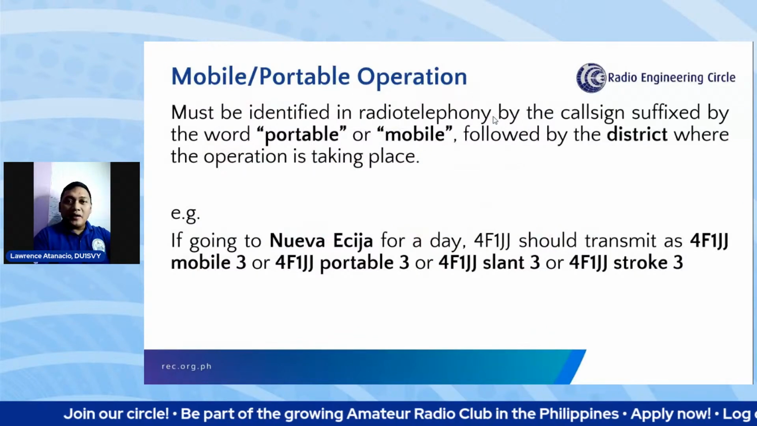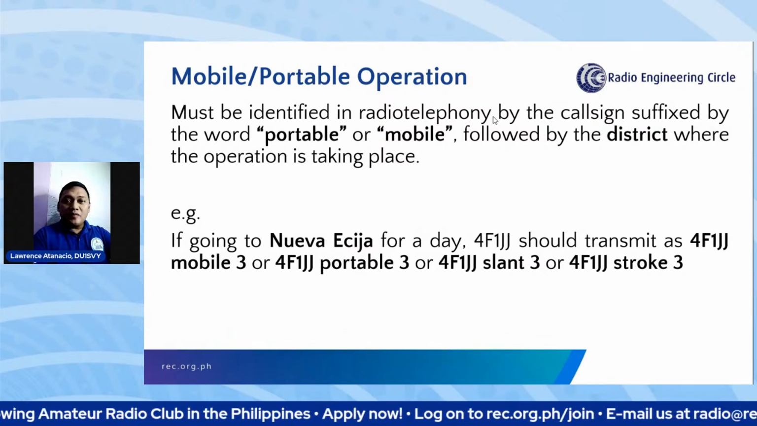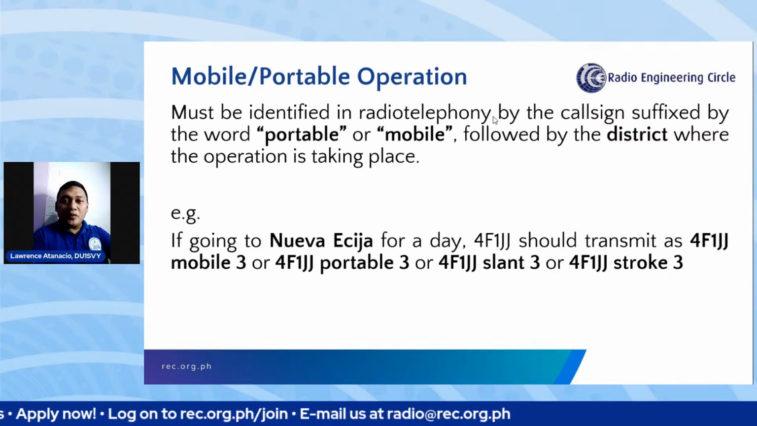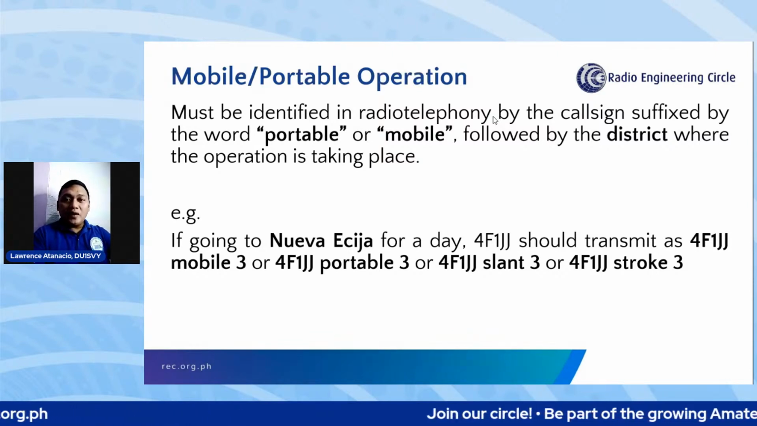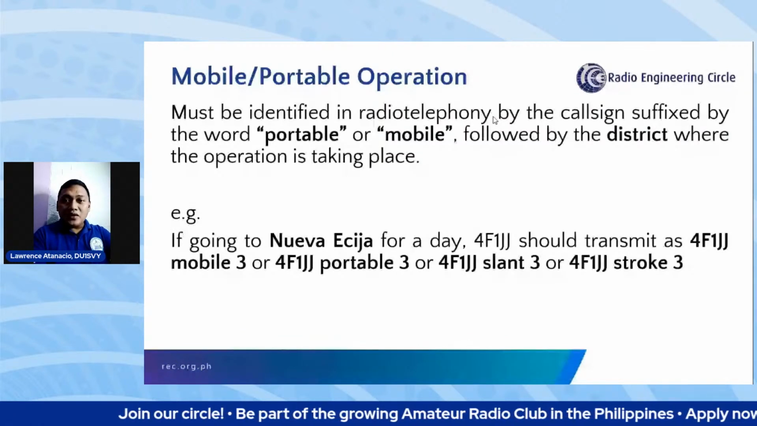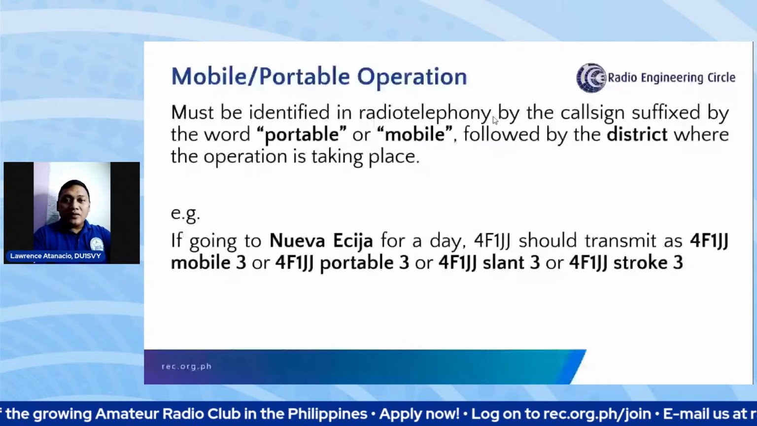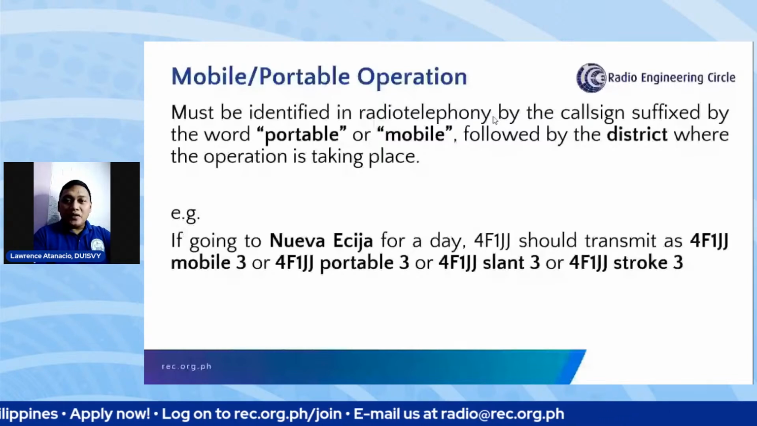Okay, rules governing operations of the amateur stations. Meron po tayong tinatawag na mobile and portable operation. It must be identified in radio telephony by the call sign suffix, by the word portable or mobile, followed by the district where the operation is taking place. Example po natin, if going to Nueva Ecija for a day, for example, 4F1JJ should transmit as 4F1JJ mobile 3, or 4F1JJ portable 3, or 4F1JJ slant 3, or 4F1JJ stroke 3.